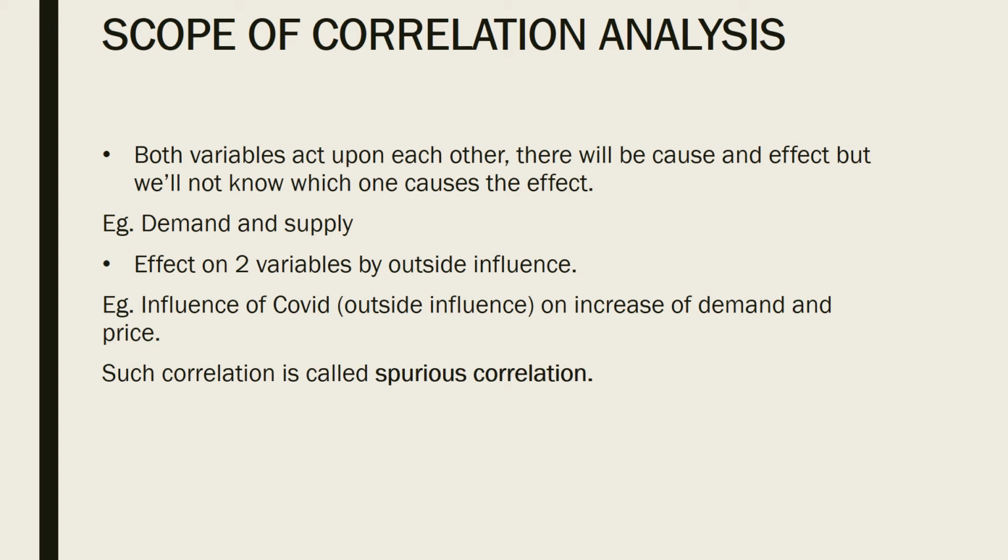For example, demand and supply. Influence of COVID on increase of demand and price. So COVID is an outside influence, like a third party which creates an influence on both demand and price. We'll not know whether it is the demand that results in the increase in price, or whether the increase in price results in the high demand. This is called spurious correlation.